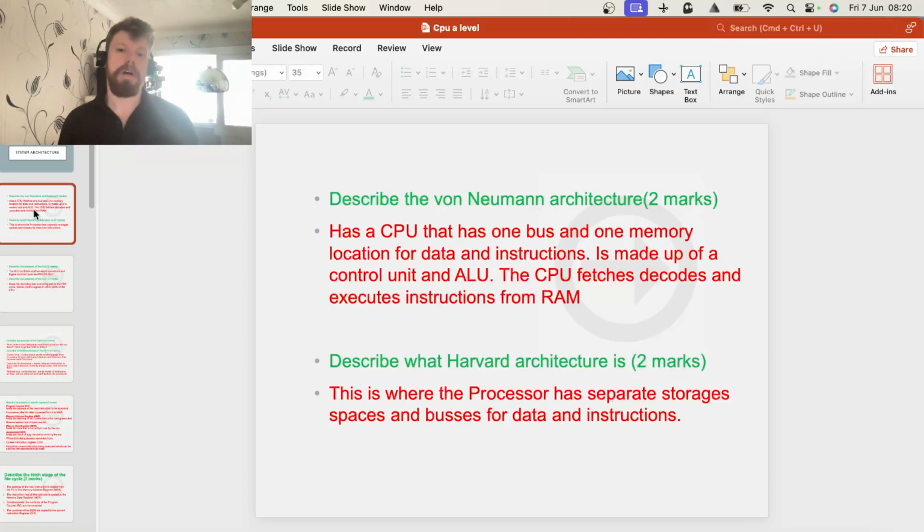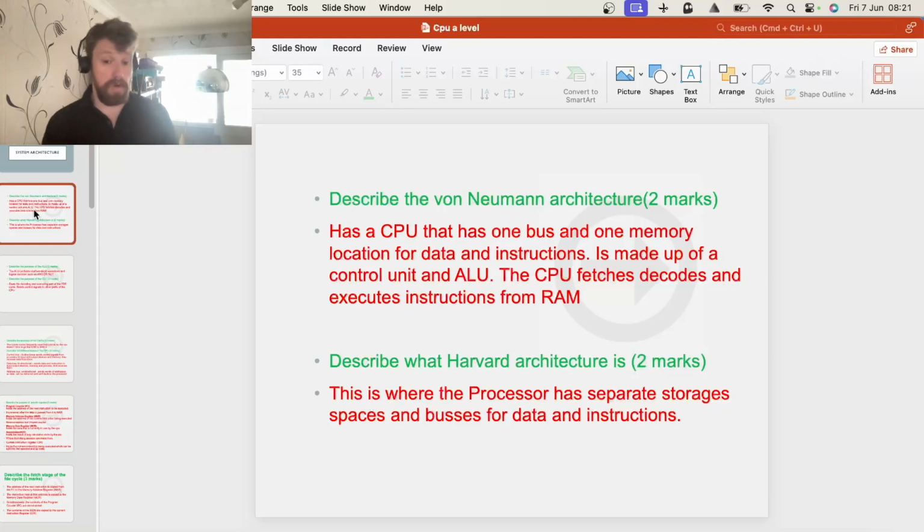Harvard architecture is where you've got a processor that has separate storage spaces and buses for data and instruction. So data uses its own individual bus. Instructions has its own individual bus, and they all have their own memory locations.